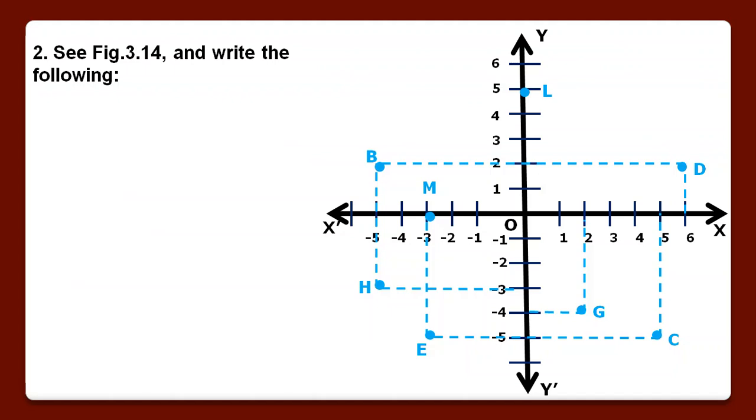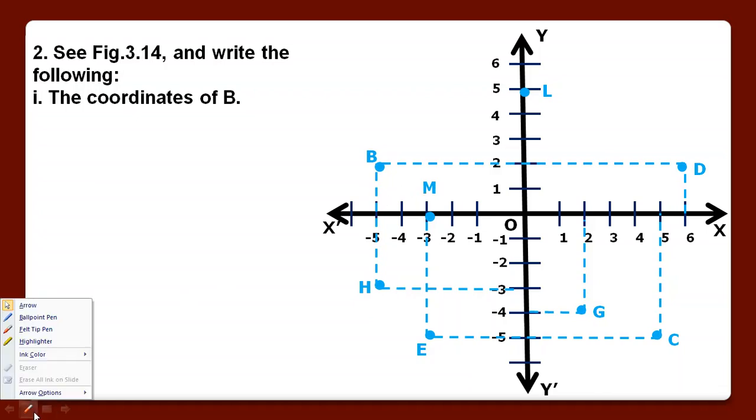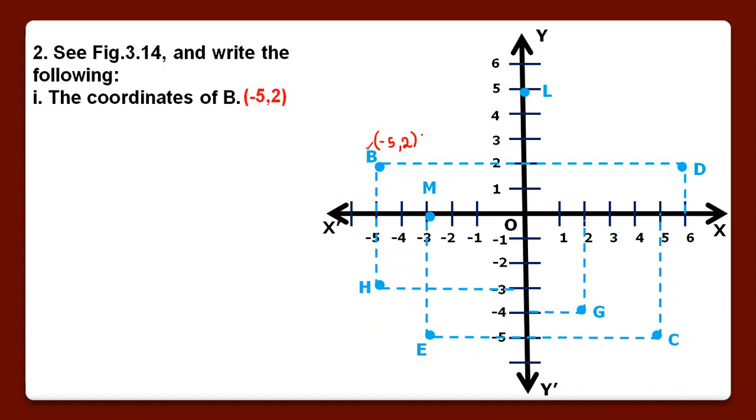Question number 2. See figure 3.14 and write the following. This is the Cartesian plane and we have to answer some questions. This is figure 3.14. The coordinates of B. So the point B is marked in the figure like this. Coordinates, first of all we'll write x coordinate. This is -5 and the y coordinate is 2. So we can answer this: -5, 2.